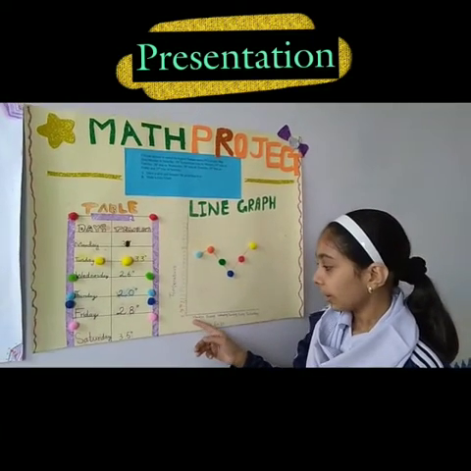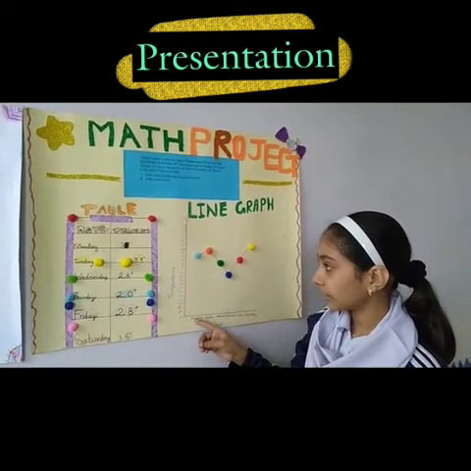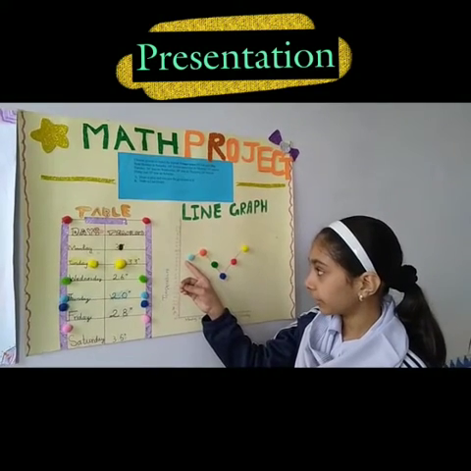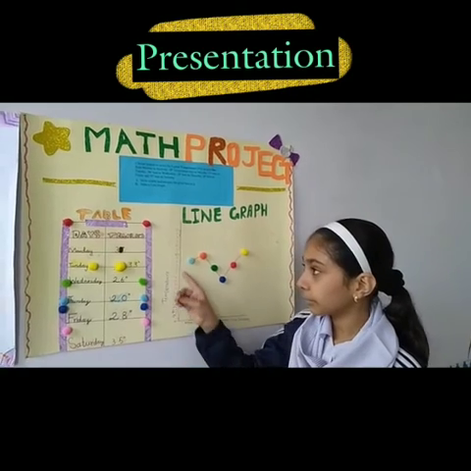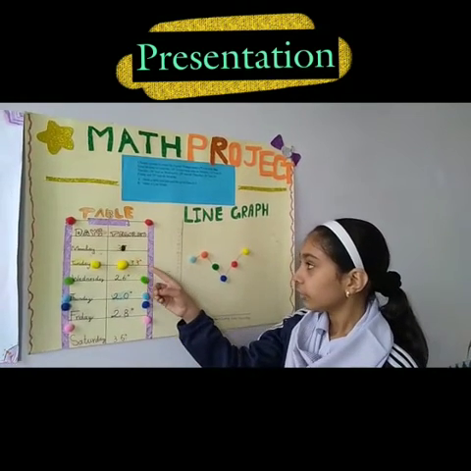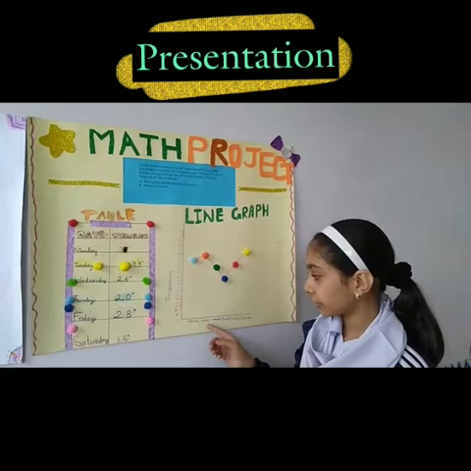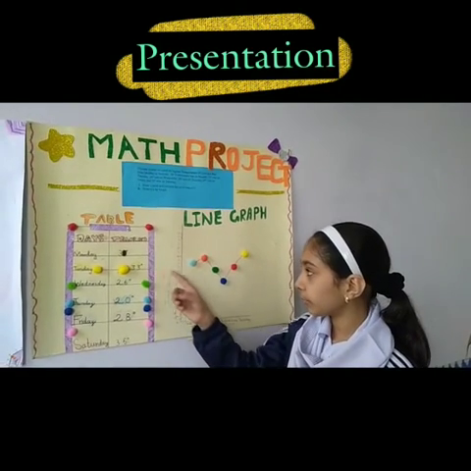So first, how we made this is we put the dots next to the temperature of the days. On Monday it was 30 degrees temperature, so we put the dot on 30. On Tuesday it was 33, so we put the dot on 33.